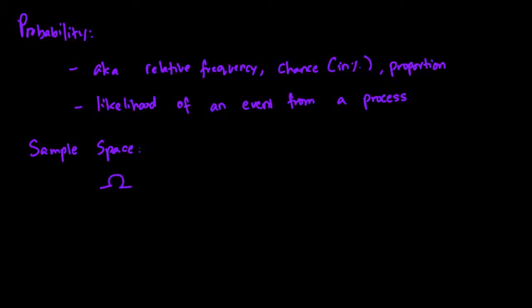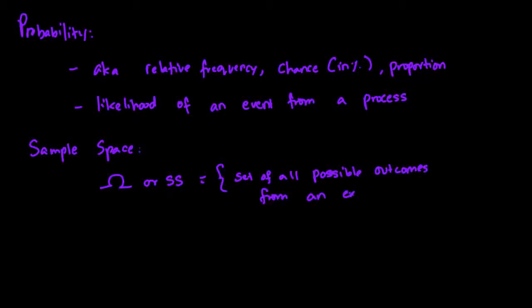The notation for sample space is omega, or you can simply write it as SS. This is actually a set. It is the set of all possible outcomes from an experiment or a study. So in real life, if you have a sample, the sample space is nothing but the sample you are looking at. So it corresponds to the sample itself.